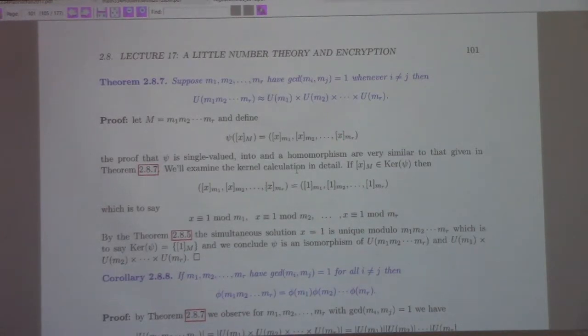If you look at the kernel of this, then it's basically asking the question, what's the simultaneous solution of x congruent to 1 with respect to all the moduli? And by the extended Chinese remainder theorem, you just get 1, which shows you that it's a bijection. And then you can check the homomorphism property, much like I did last time. So anyway, of course that applies to the Euler phi function to give us this.